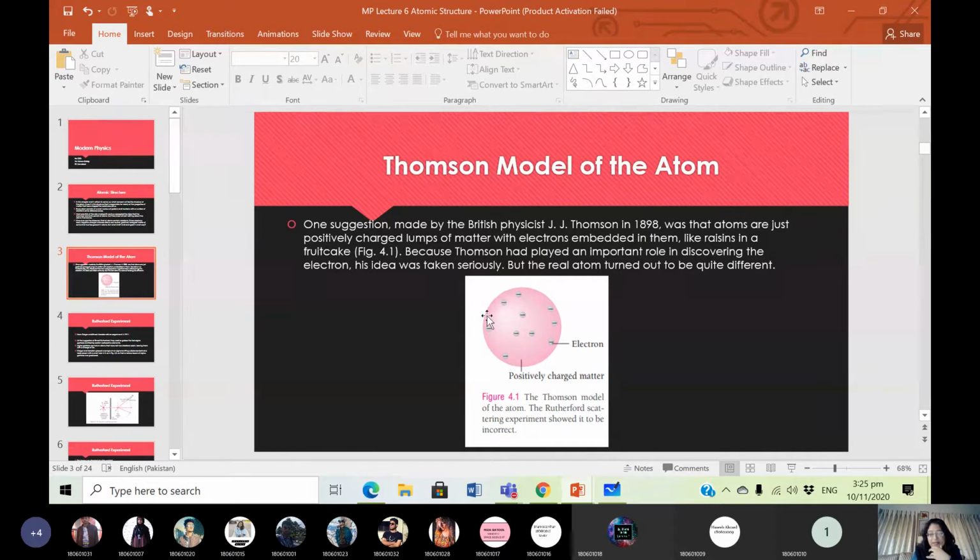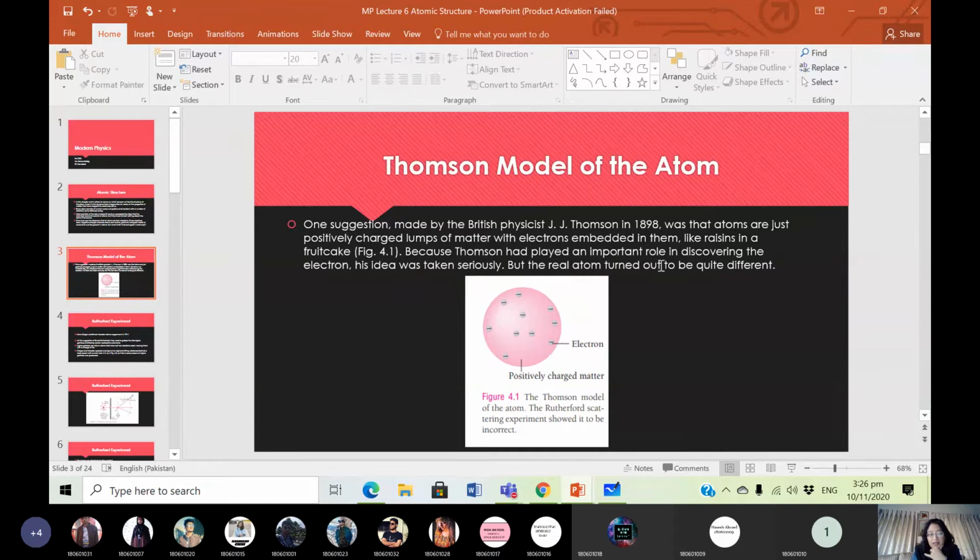Okay, so he said that there's a positively charged matter, ठीक है? Electrons are embedded in them, as the atoms are just positively charged lumps of matter with electrons embedded in them like raisins in a fruitcake, okay? So Thomson presented a plum pudding model, in the sense that there's a pudding of positively charged matter. Usme electrons are embedded, equally distributed in that matter, okay?